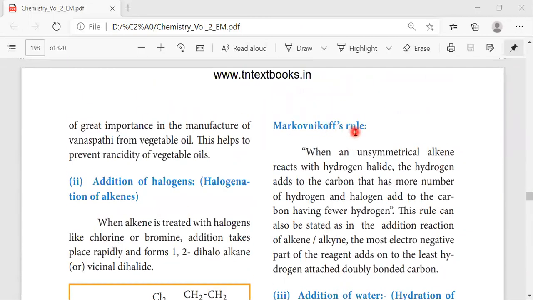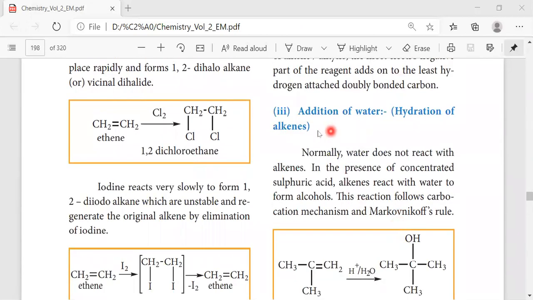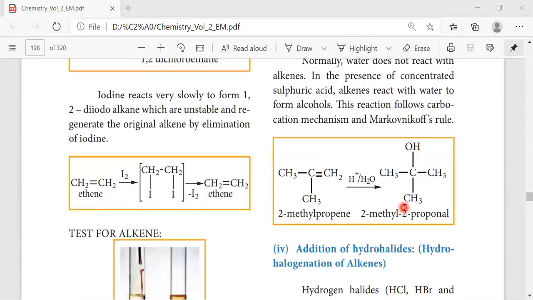Now comes Markovnikov rule. So Markovnikov rule is simply that the negative part of the addendum adds to the carbon bearing the least number of hydrogen. That is the Markovnikov rule. Then the addition of water. Here in this, the hydration of alkenes. Alkene will get hydrated. Here the bond gets split, and then the H and OH minus attach with each other, so that we are getting 2-methyl 2-propanol.